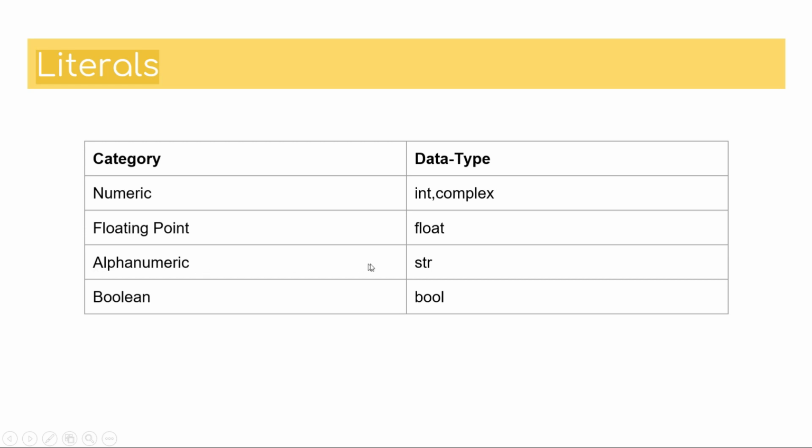Alphanumeric text can be stored in the type str, and if you want to write an expression that results in true or false, then the category is boolean and the data type is bool. So there are other literals also, but in the basic structure we are only discussing these data types.